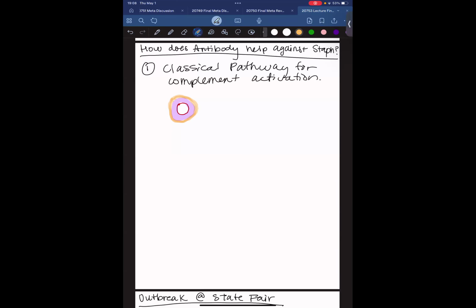But now we get antibody that binds onto that. Maybe this is IgG. And now this helps with the phagocytosis being able to grab it. So this can act as a handle.